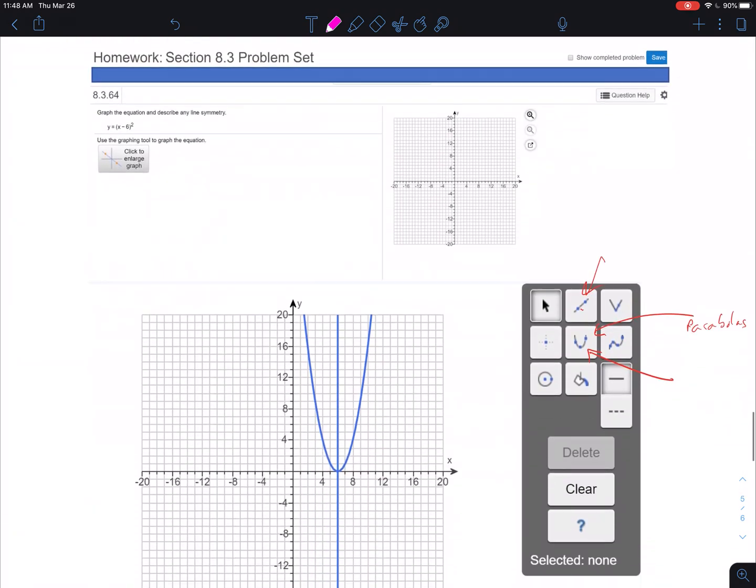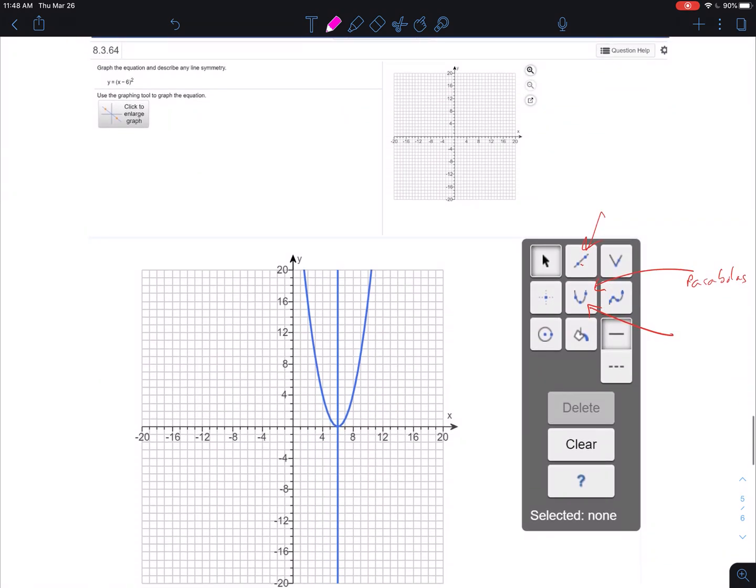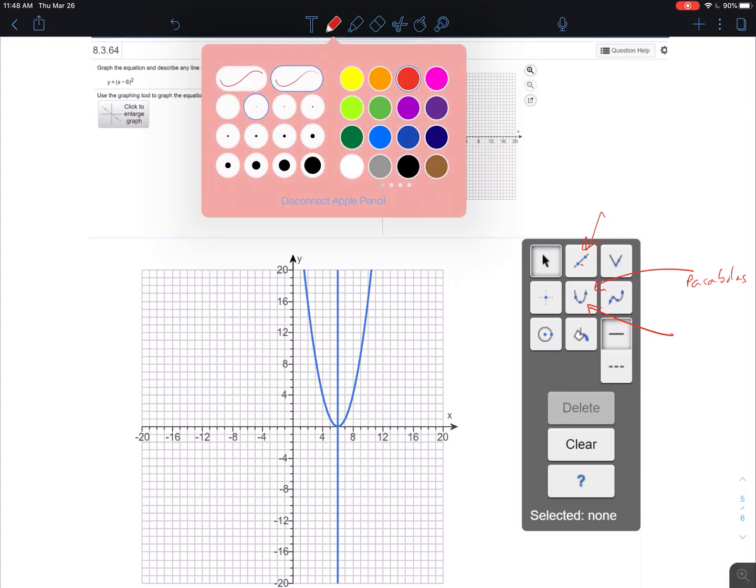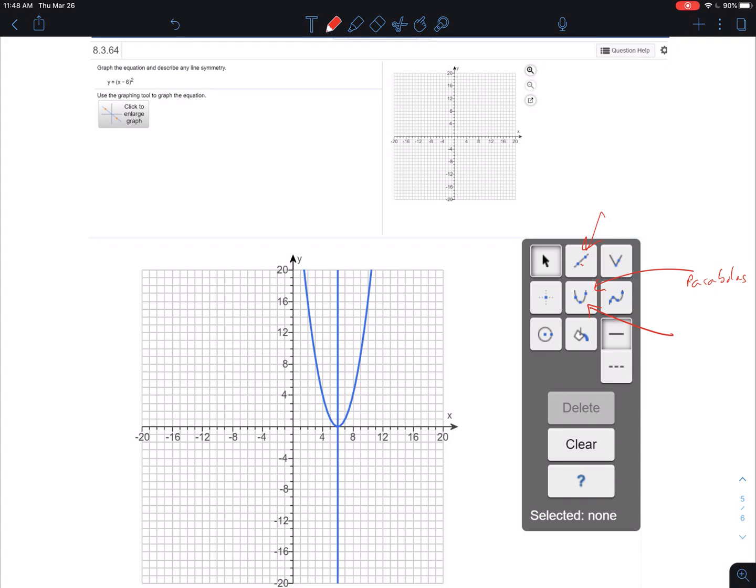Second problem here was 8.3.64, and there's a few things here that I want to make a note of. I've already made a note that this is the parabola button right here, and this is the line button right here. So what I did was I used the line to actually make a vertical line. And why did I put this at x equals 6? Well, the reason is I set whatever is in the parentheses of our original problem equal to 0 and solve. That becomes the line of symmetry.